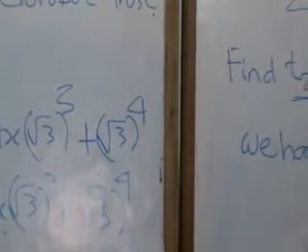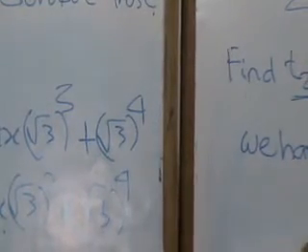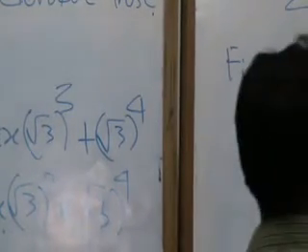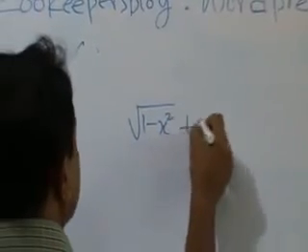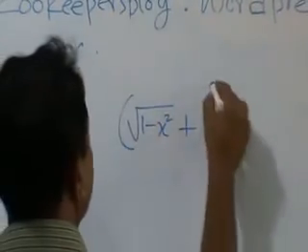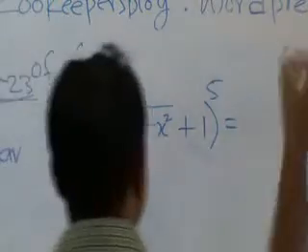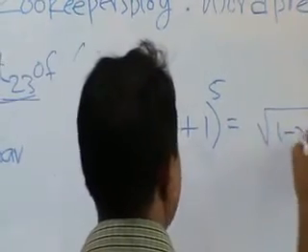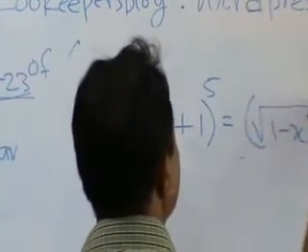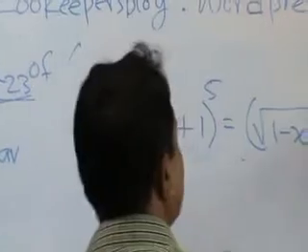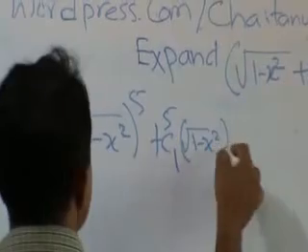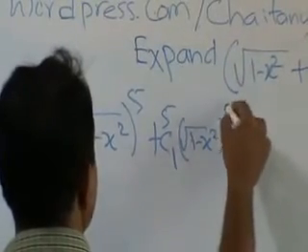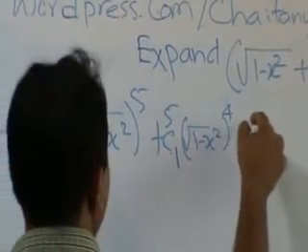I clean the board because these are all solved now. Root 1 minus x square plus 1 to the power 5 would be root 1 minus x square whole to the power 5, and everything is plus, so 5C1 root 1 minus x square whole to the power 4 into 1.